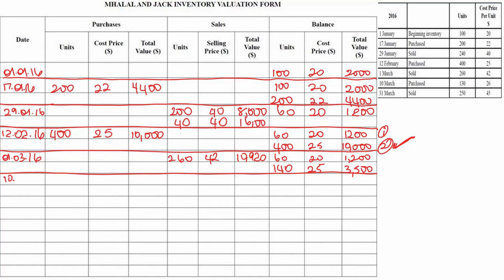Now on the 10th of March, we purchased again 130 units at $26 per unit, which gives a total of $3,380. So now the stock that we have on hand is the 60 units at $20 per unit, giving a total cost of $1,200. We have 140 units at $25 per unit, giving a total cost of $3,500. And we now have what we just purchased, 130 units at $26 per unit, with a total value of $3,380.